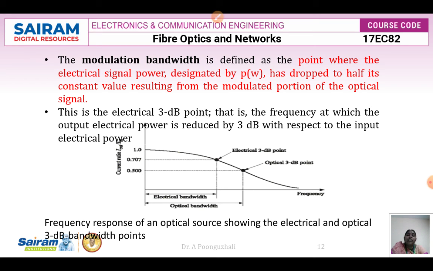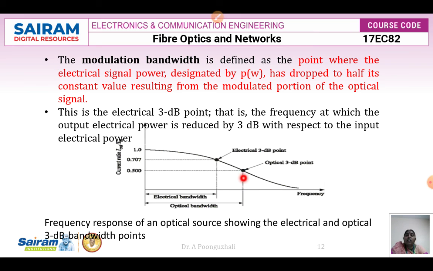Modulation bandwidth is nothing but the point where the electrical signal power, designated as P of W, drops to half of the constant value. The constant value here is 1, so half of the constant value is going to be 0.5, which defines the modulation bandwidth. So we say that the modulation bandwidth is defined as the point where the electrical signal power designated by P of W has dropped to half of its constant value, resulting from the modulated portion of the optical signal.